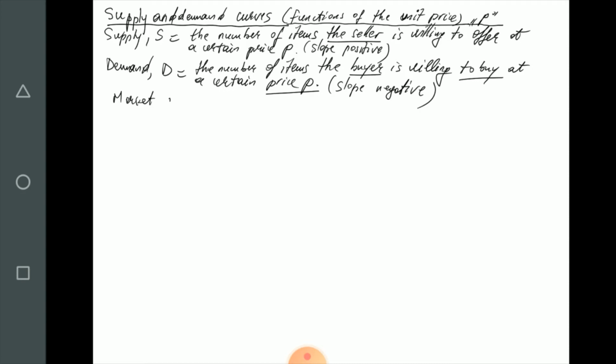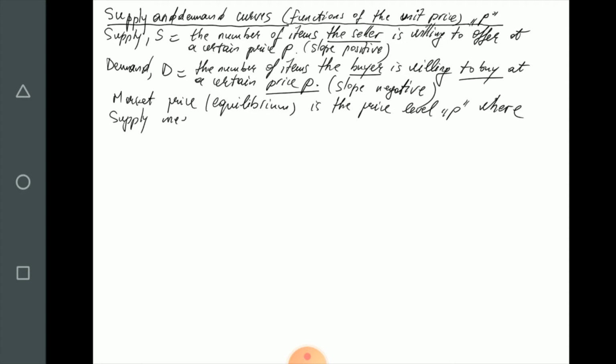So the market price, or equilibrium, is the price level P where supply meets the demand. In other words, where S is equal to D.